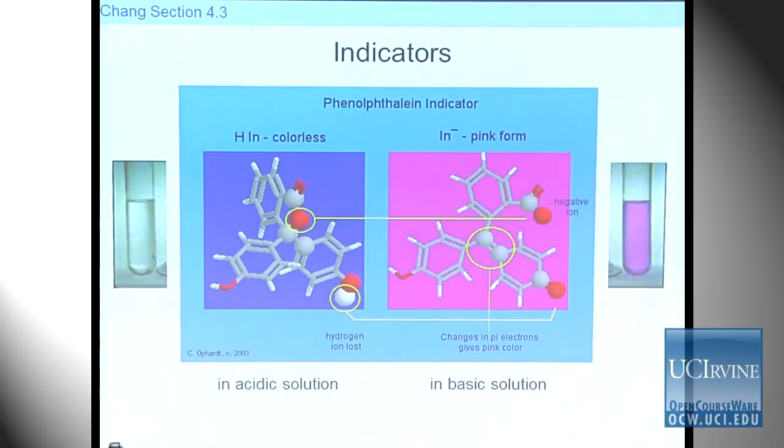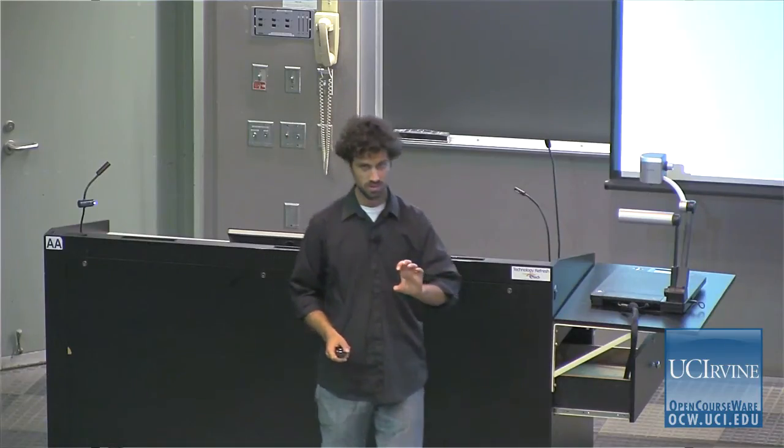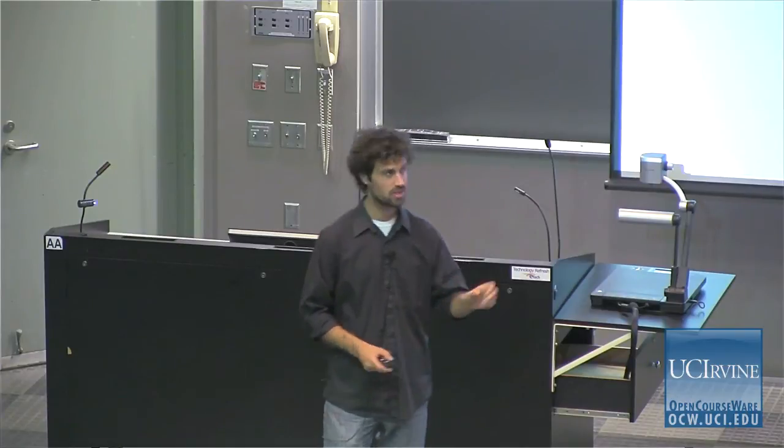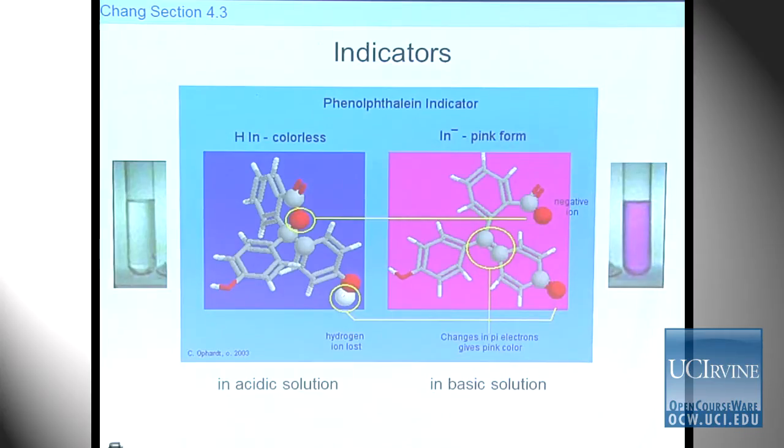Okay, here's one. This is a phenolphthalein indicator. Here's the structure. It looks a little bit dramatic. But what happens is, if the pH, the number of H plus, is very high, this part of the molecule will be so-called protonated. There will be an H plus sitting here. Now, when the solution becomes more basic, there's a very high chance that this H plus will come off and not come back.